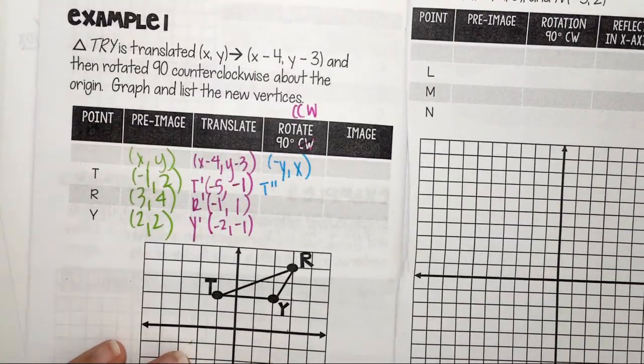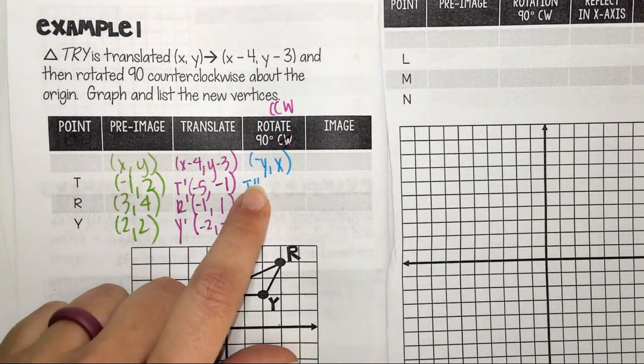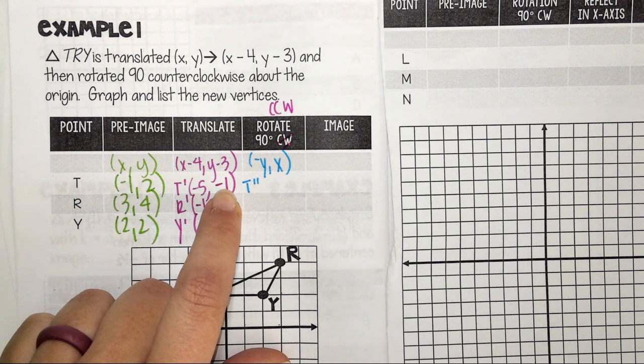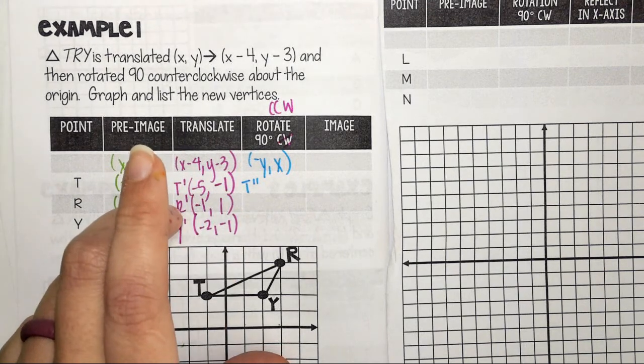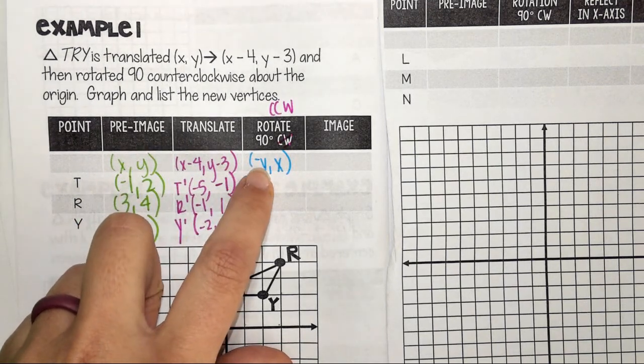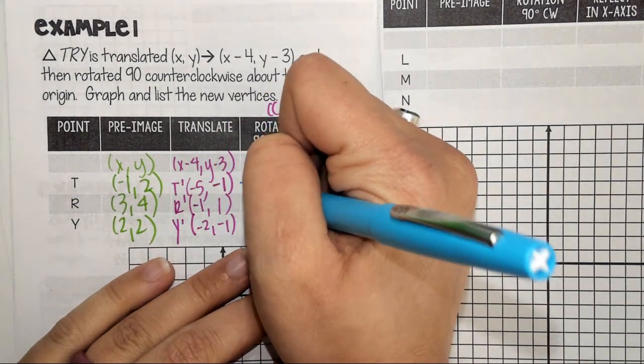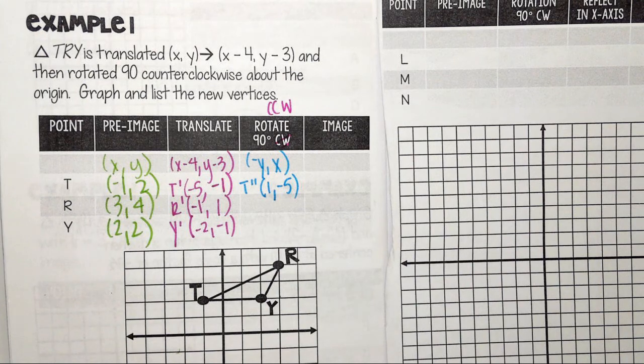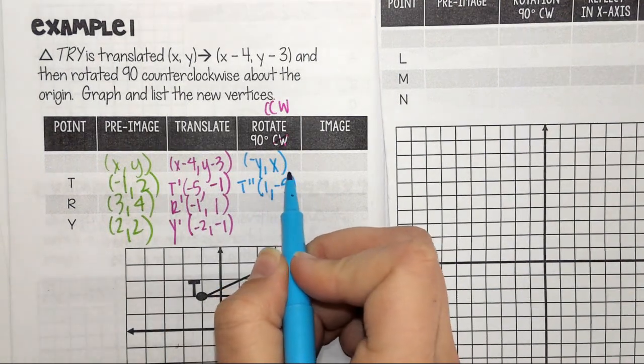All right, so T double prime. We're going to swap these and we're going to change our y. So if I swap these, it'll be -1, -5, but I have to change my y. And what do I change it to? A +1. So it's 1, -5. The x stays the same. We only change the y. And that's why we wrote it as -yx.